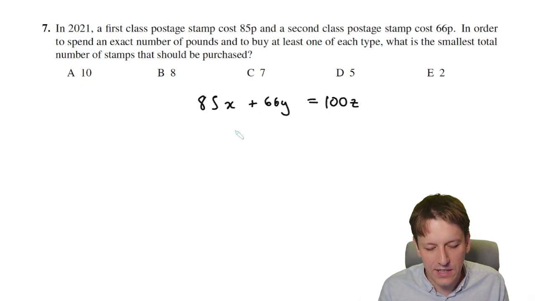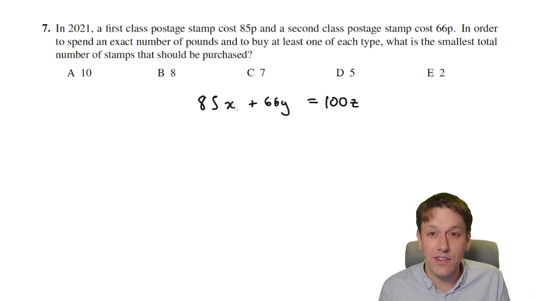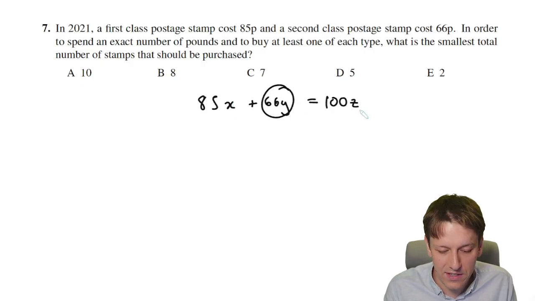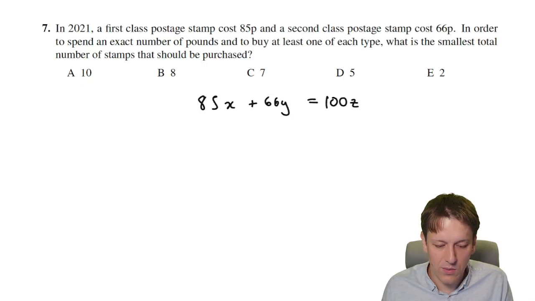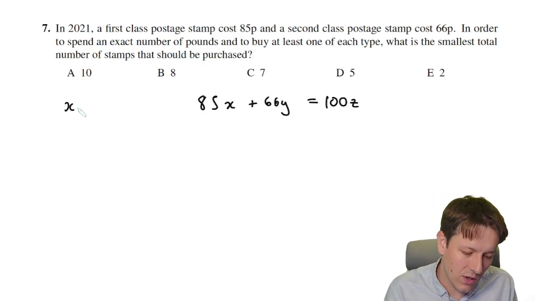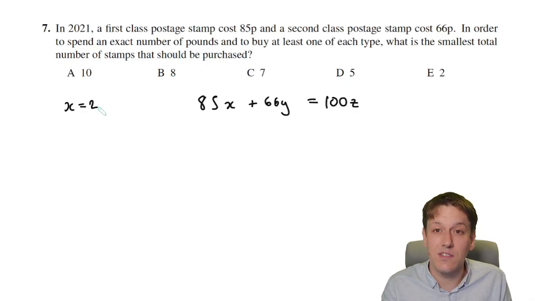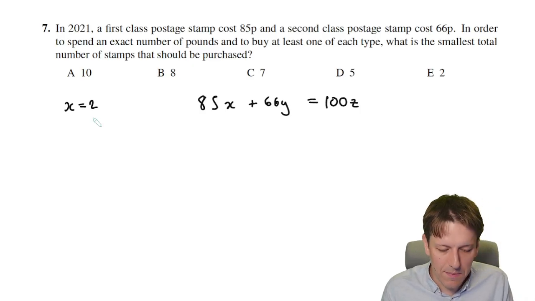Because if you look at this, we can see that x has to be an even number for this to work. That sort of jumps out at us a little bit, perhaps, because I've got an even number here, plus this is an even number here. So the only way for this to work is for x to be even, right? So I might have x equals 2, x equals 4, x equals 6. Notice it says we have to buy at least one of each type of stamp, so I can't have 0. So x might be 2, 4, 6, etc., right?